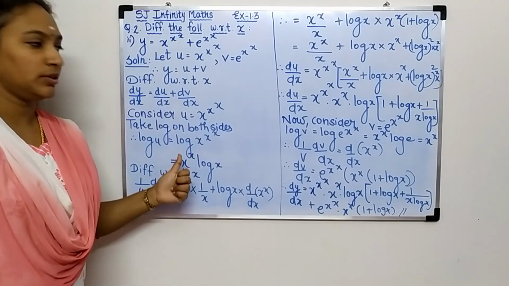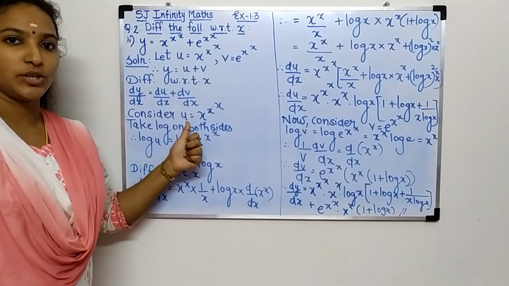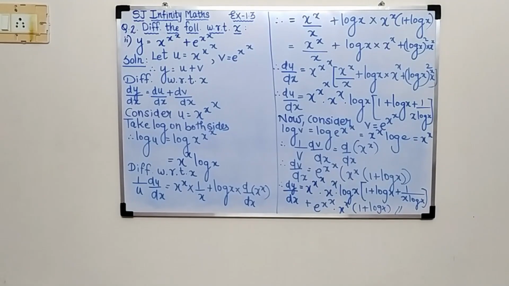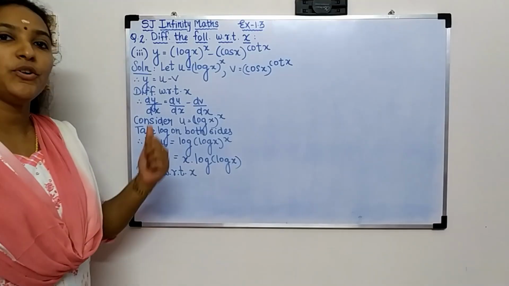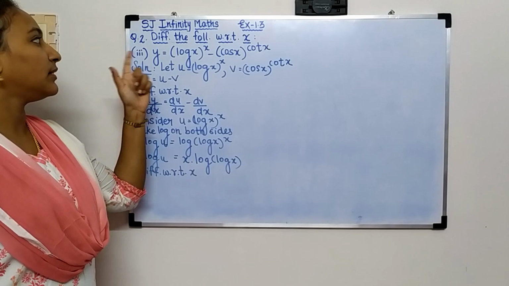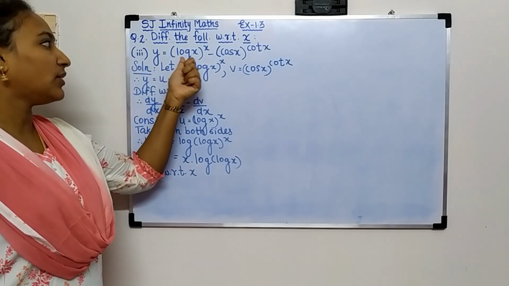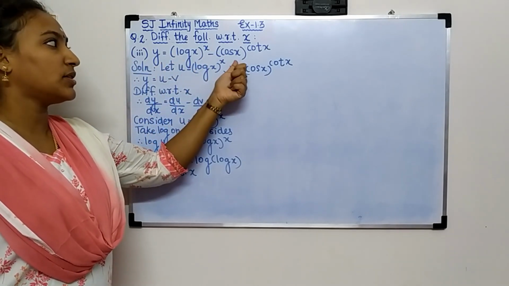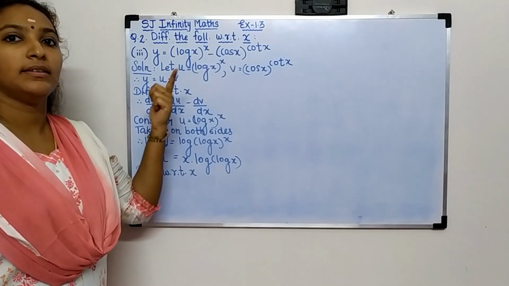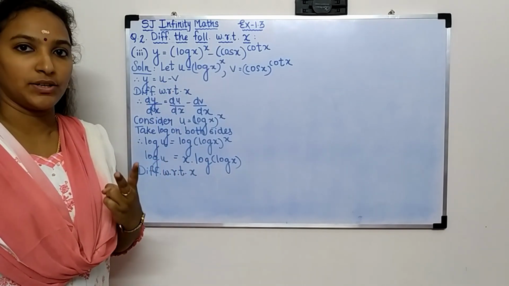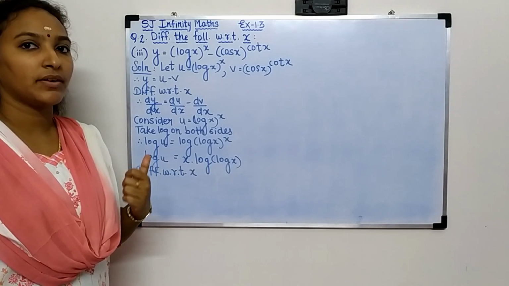Hope it is understood. Now we can move on to question number 3. The question is log x raised to x minus cos x raised to cot x. This is a difference of two functions. This can be done very easily.